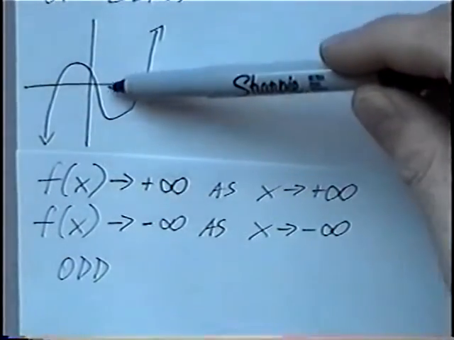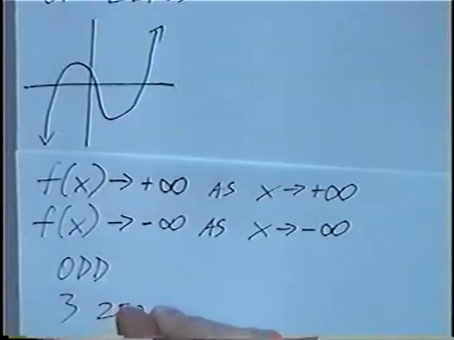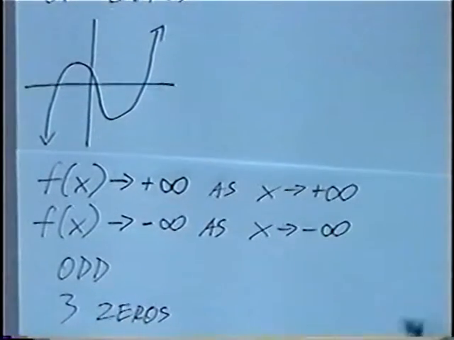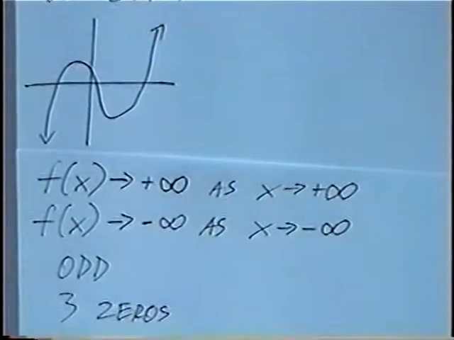And for the number of zeros, we can look at the graph. Zeros are where it crosses the x-axis. This graph crosses once, twice, or 3 times. So this graph will have 3 zeros. So we have the end behavior, an odd graph, and 3 zeros.